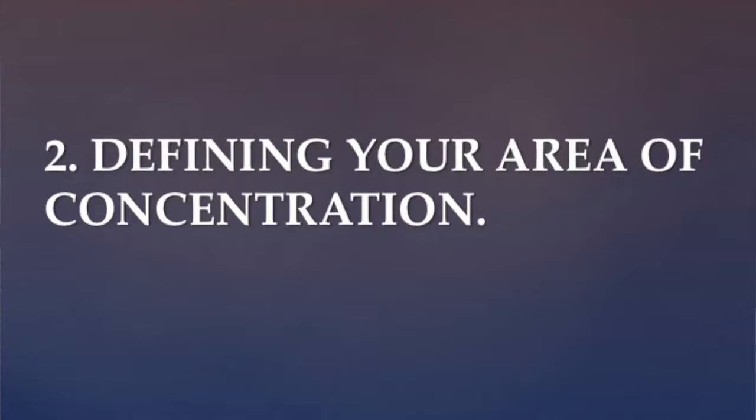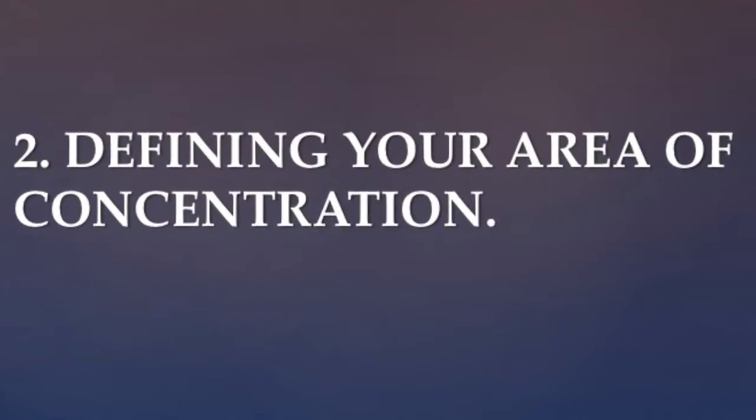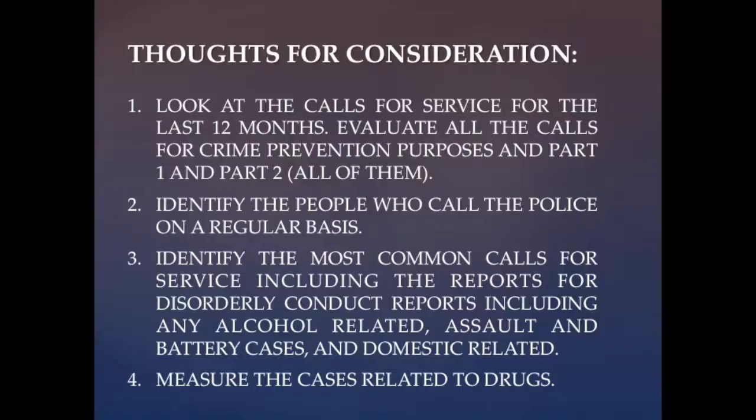Number 2, we go to point number 2, section number 2, defining your area of concentration. And here are some thoughts for consideration. Look at the calls for service for the last 12 months. Evaluate all the calls for crime prevention purposes, part 1 and part 2, all of them. Huge point. Look at CATS or whatever program you have. Look at all the calls for service that are coming in.